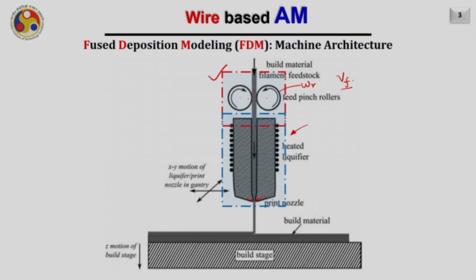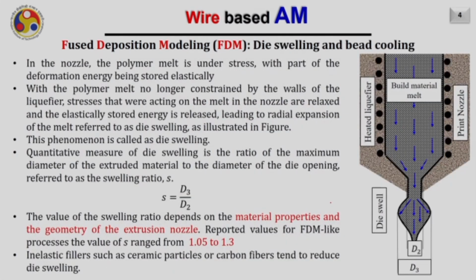Also, we have discussed what should be the critical height of this wire from the point where it is in contact with the roller to the point where it enters into the liquefier. Now we shall discuss the third zone, which is what happens when the melt comes out from the nozzle. So mainly now our focus will be on this zone. The first phenomena which we are going to discuss today is die swelling and bead cooling.